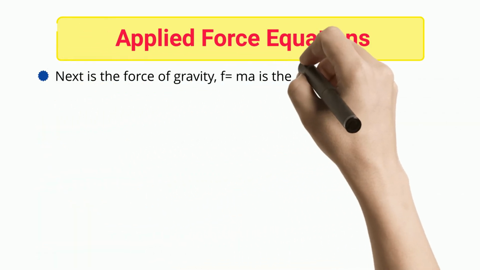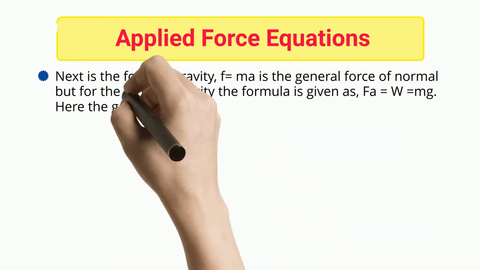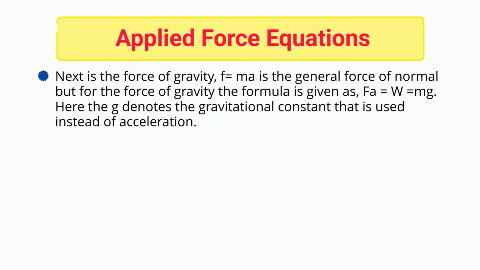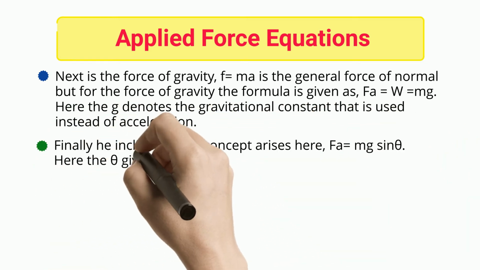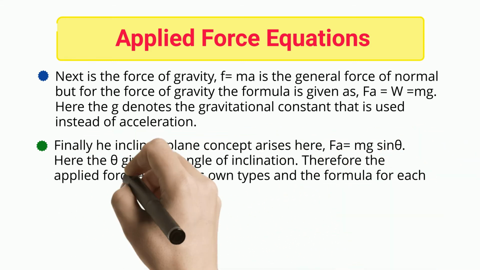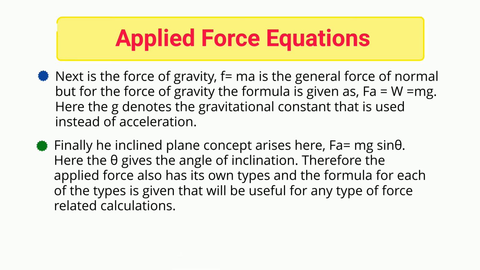Next is the force of gravity. F equals ma is the general force formula, but for the force of gravity the formula is given as Fa equals W equals mg. Here the g denotes the gravitational constant that is used instead of acceleration. Finally, the inclined plane concept arises here. Fa equals mg sin theta, where theta gives the angle of inclination. Therefore the applied force also has its own types, and the formula for each of the types will be useful for any type of force-related calculations.